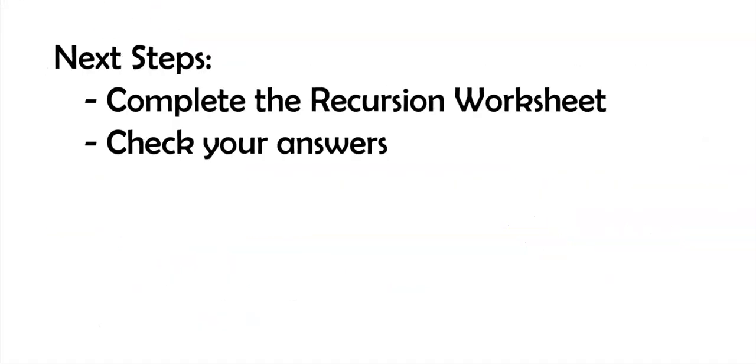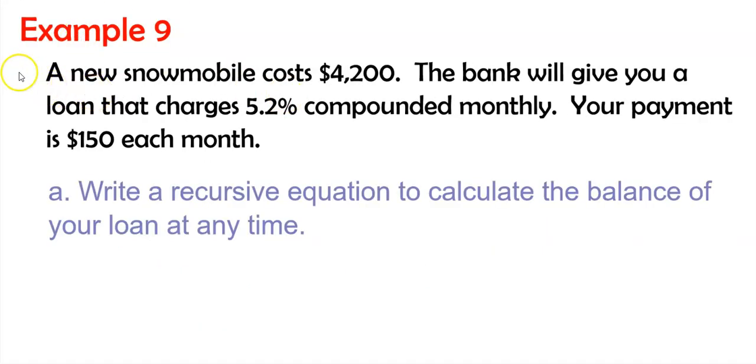All right, and then last example here. Again, this is kind of a long one. It's got lots of steps to it, but I think it will be helpful, so bear with me if you can here. It says the new snowmobile costs $4,200. The bank will give you a loan that charges 5.2% compounded monthly. Your payment is $150 each month.